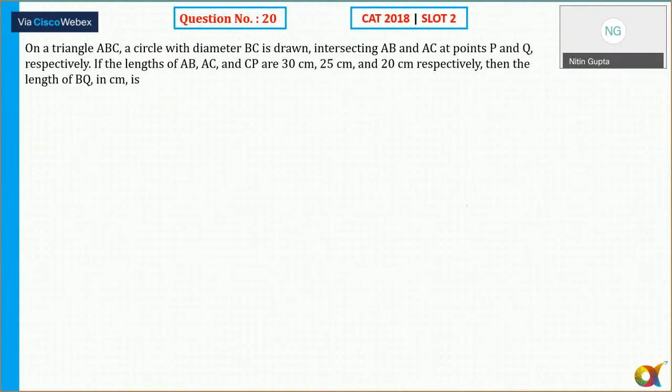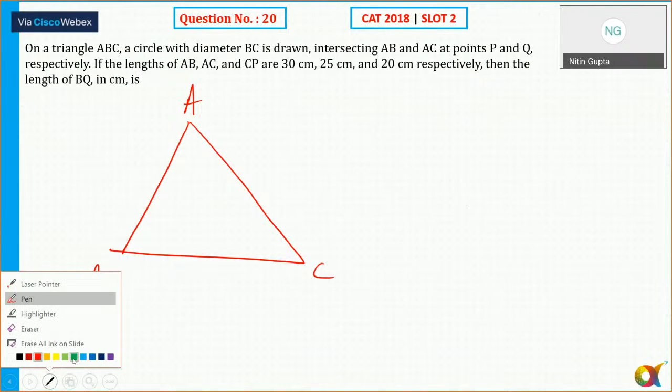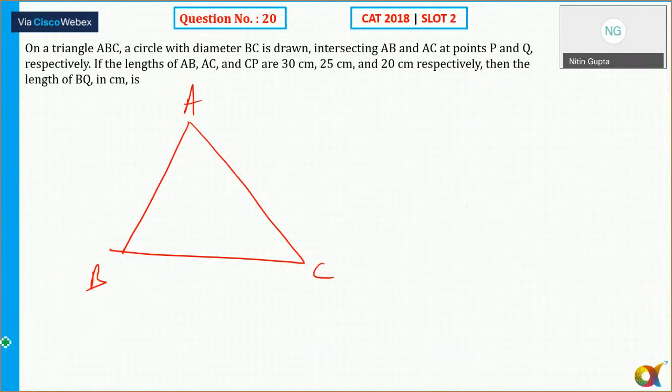So let's move to question number 20. Again, based on geometry. So 20 says on a triangle ABC. So there is a triangle ABC. Usually, what my observation is over the last couple of years, geometry questions are somewhat easier than arithmetic or any other topic, and algebra questions also.